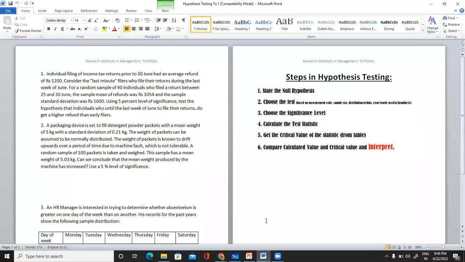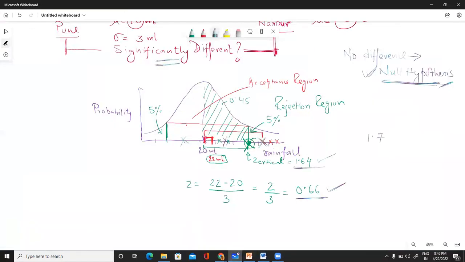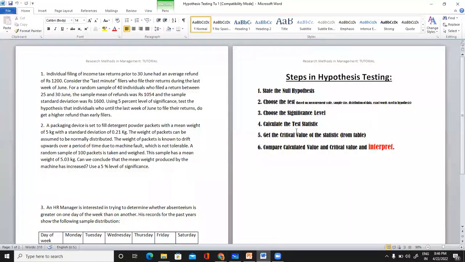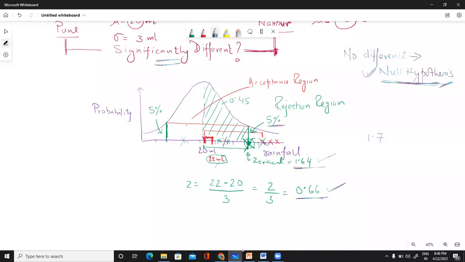Then choose the significance level. What is meant by significance level is this 5%. We can choose either 5%, or 2.5% in both the tails. Those are two common choices. Sometimes we choose 10% also. So that is the next step. Choose the significance level. Then calculate the test statistic. Test statistic means the Z value of this new value, the Z value of 22 ml in this case.